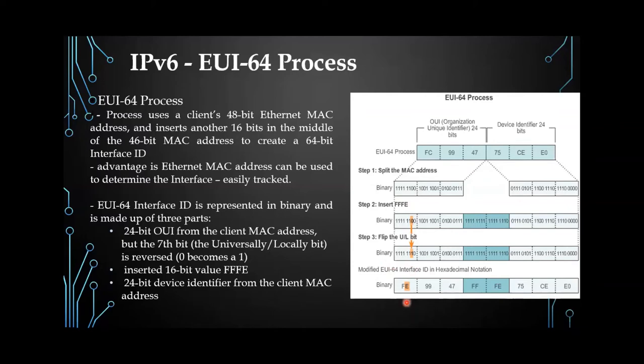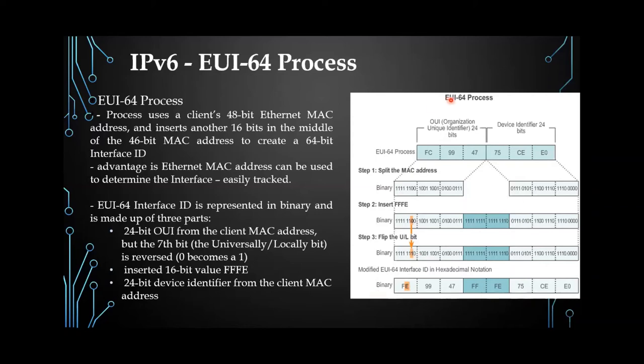Why does it become FE? Because if all four ones are there, the value becomes 15, which in hexadecimal is F, and 1100 becomes 1110, which is equivalent to E, because the 1110 decimal value is equal to E in hexadecimal.